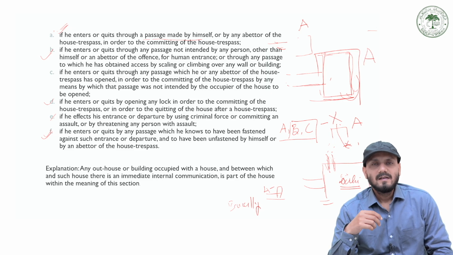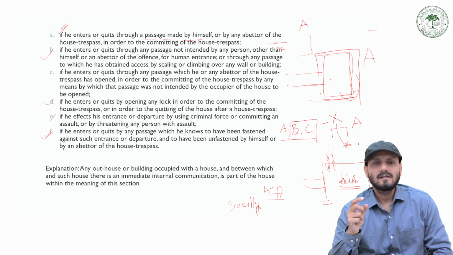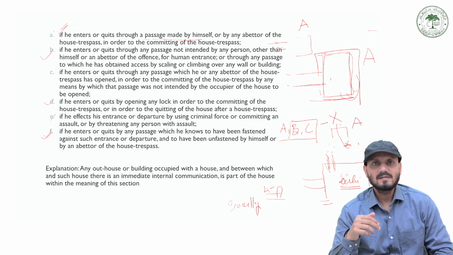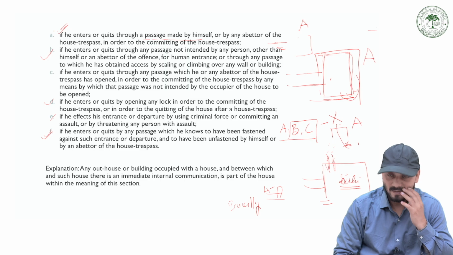For example, if someone breaks into a storeroom that is connected to the main house by an open passage, it will still be treated as house trespass or house breaking. So this basically ensures that offenders cannot exploit loopholes by targeting auxiliary or subsidiary structures like sheds or outbuildings. The purpose is to provide full security to every part of the residence and not just the main living rooms or where the belongings or valuables are kept.